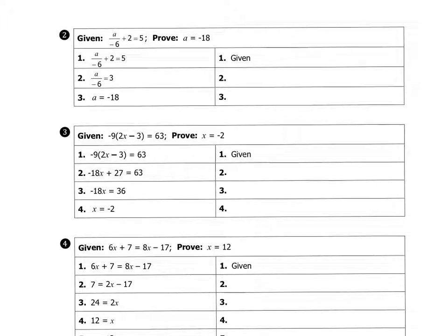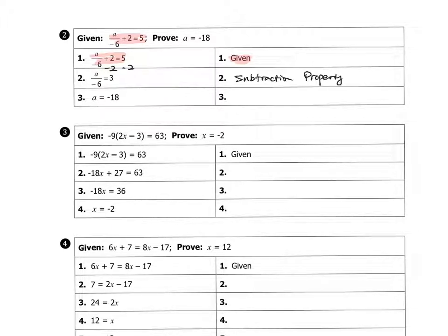If I have a over negative 6 plus 2 equals 5, so that's my original problem here. And so I write it down here, and then I say it's given. I'm asked to prove that a equals 18. So probably the logical thing to do is to subtract 2 on both sides. That's how I get to this second step. And I can do that because of subtraction property. That's the reason, right? That's what makes it right.